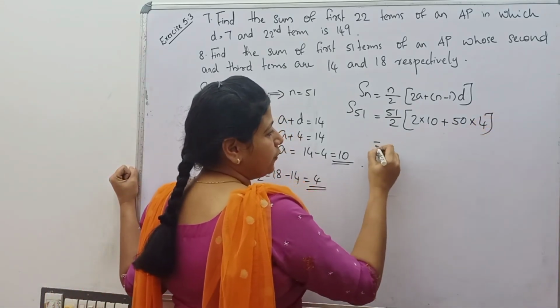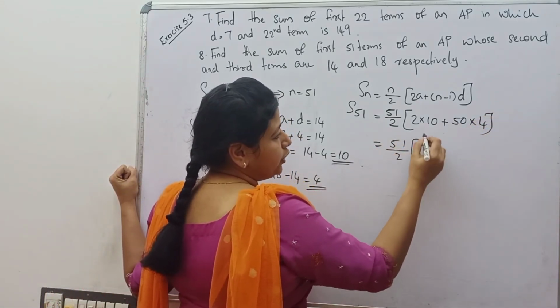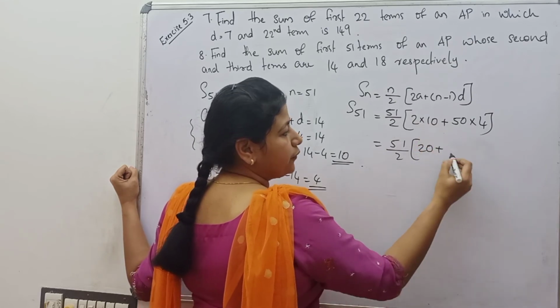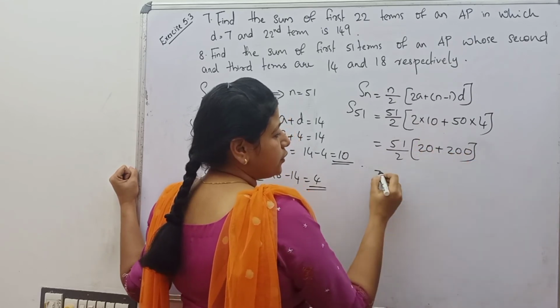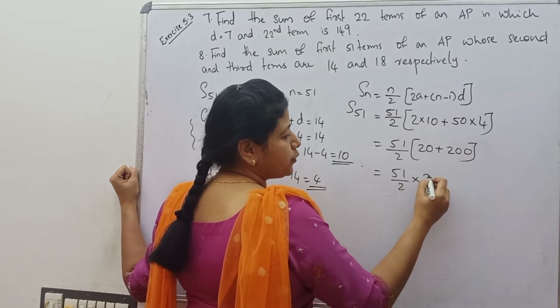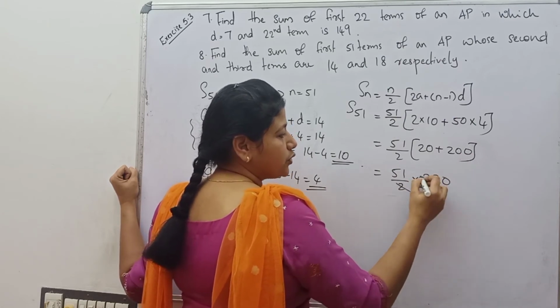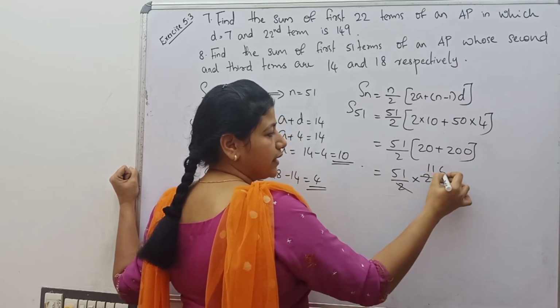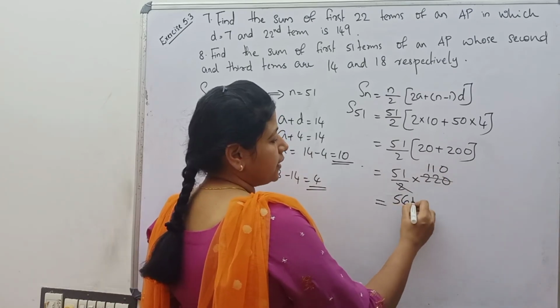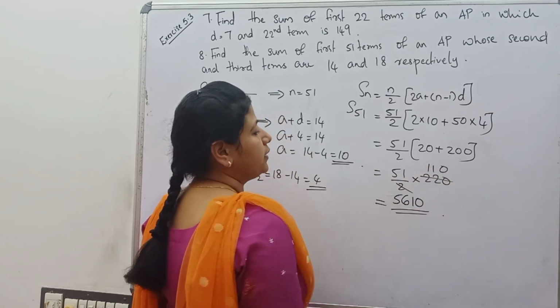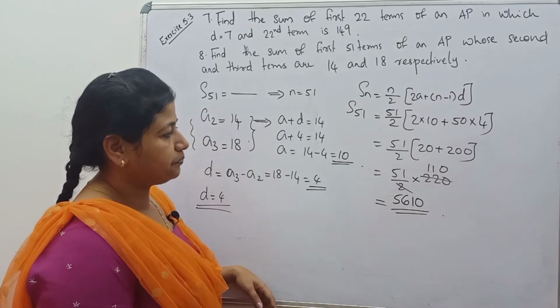Okay, so 51 by 2 into this is 20 plus 50 into 4 is 200. So you will get 51 by 2 into 220. Cancel this 220 by 2, you will get 110. 51 into 110 is 5610. Okay, 5610.